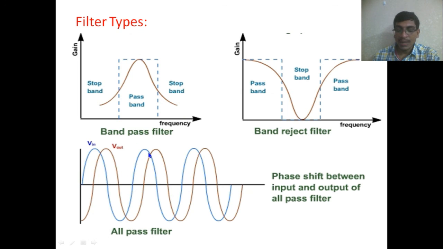So these are all about the classification of filters. We studied the low pass filter, high pass filter, band pass filter, band reject filter, and all pass filter. We will see all these filters deeply, one by one, in the next class.